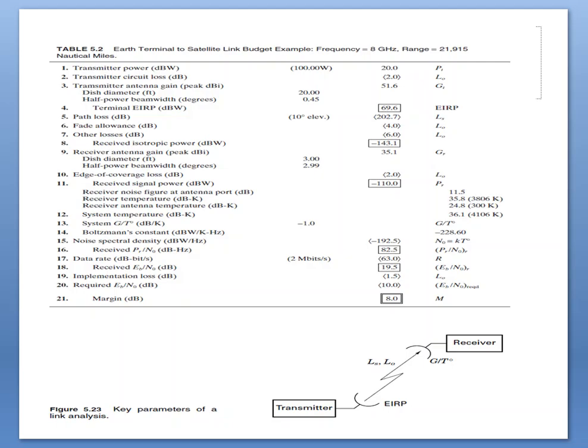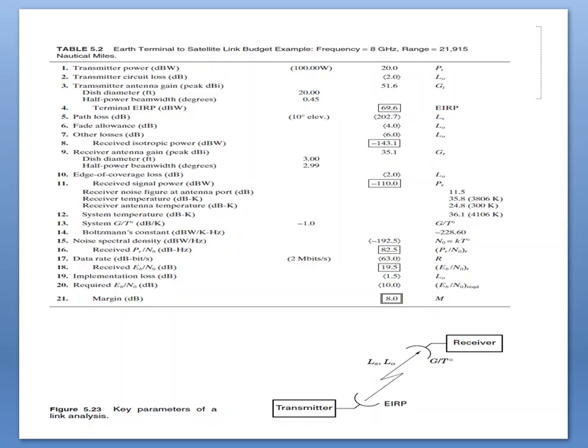And Boltzmann constant is minus 228.6 dBW/Hz-K. Boltzmann constant in decibels plus the system temperature in decibels yields the noise power spectral density. Finally, we can form the received signal to noise spectral density, 82.5 dB-Hz, by subtracting the noise spectral density in decibels from the received signal power in decibels.